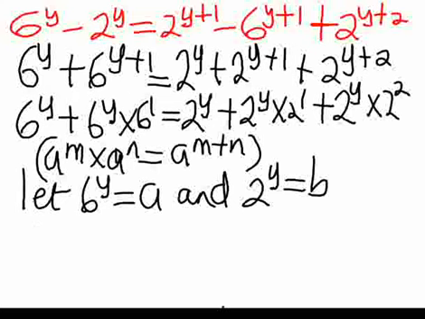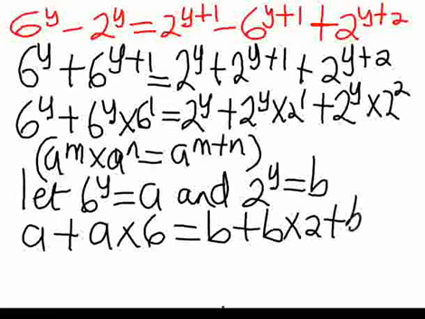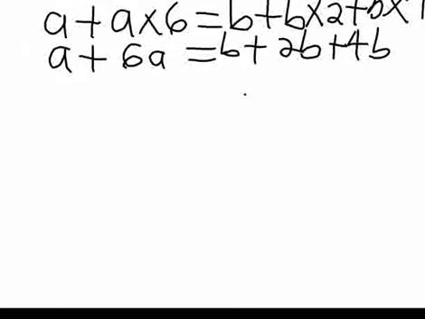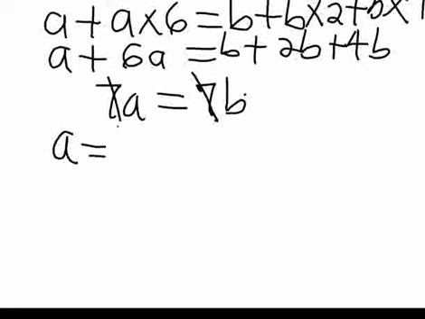So this becomes a multiplied by, this becomes a again, multiplied by 6, equals 2 raised to power y, which becomes b, plus this becomes b also multiplied by 2, plus b times 2 raised to power 2 is equal to 4. So the expression we're having is a plus 6a equals b plus 2b plus 4b. Bringing down what is left, a plus 6a will give 7a, and the whole of b plus 2b plus 4b will give 7b. 7 cancels on either side, leaving a equals b.